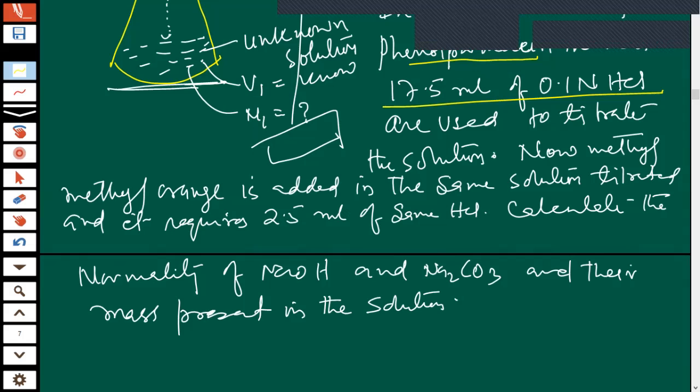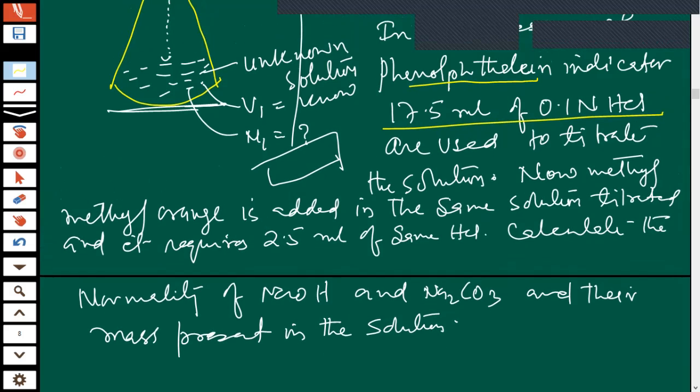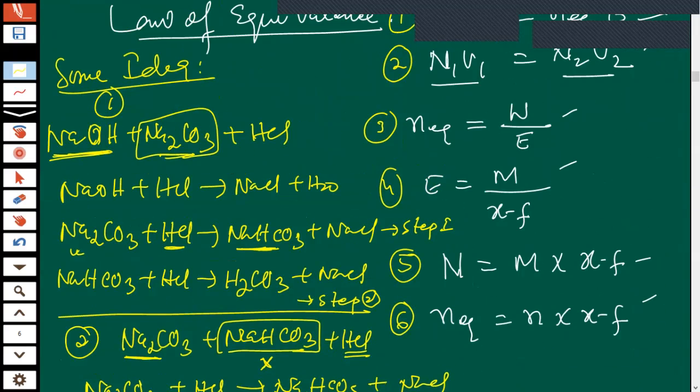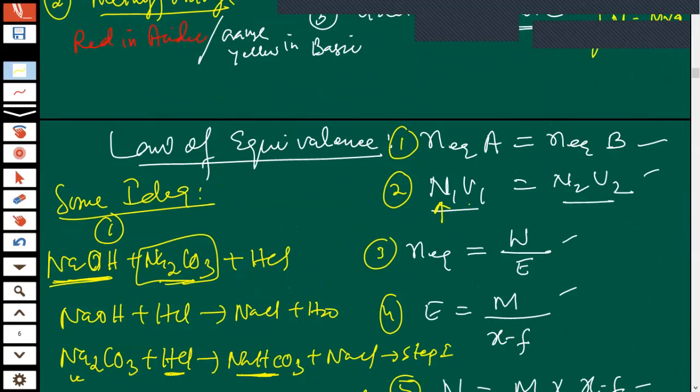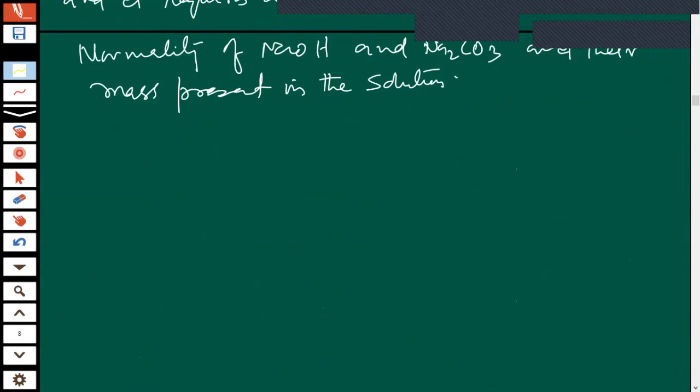See, children. So what we have to do? Okay, we will start our calculation. So first, see, this is volume, children, and this is normality. I told you several times that when the normality is given and volume is given, it means number of equivalents are given. It is the indirect way to give number of equivalents, right? So from here, we will do our calculation like this.